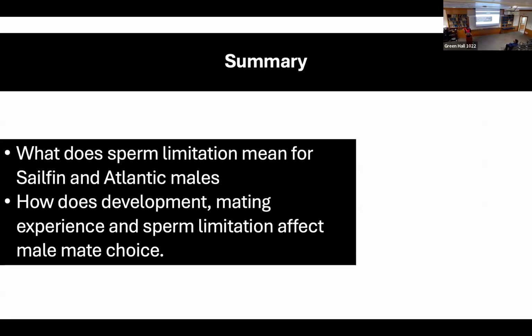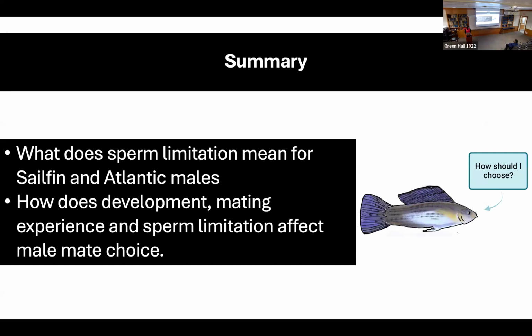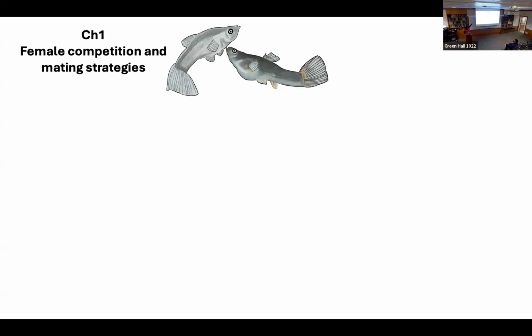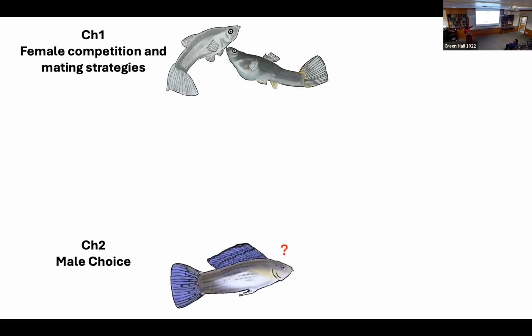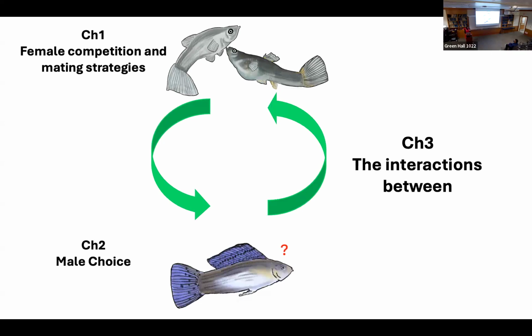So in summary, I'm interested in what sperm limitation means for sailfin and Atlantic males, and how developmental mating experience and sperm limitation affect male mate choice. Calling back to the purpose of my research: Chapter 1, thinking about female competition and mating strategies. Chapter 2, I'm going to be thinking about male choice. And for Chapter 3, I want to explore the interactions between female mating strategies and male choice.